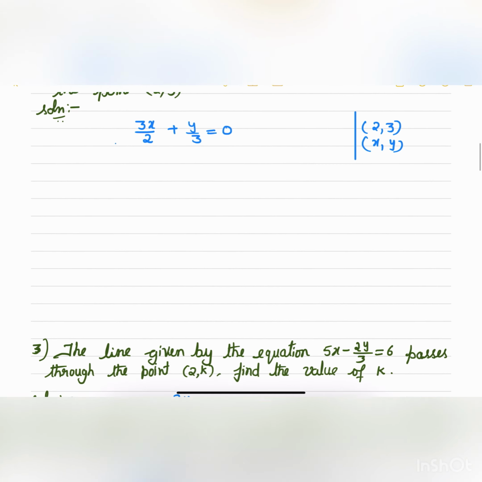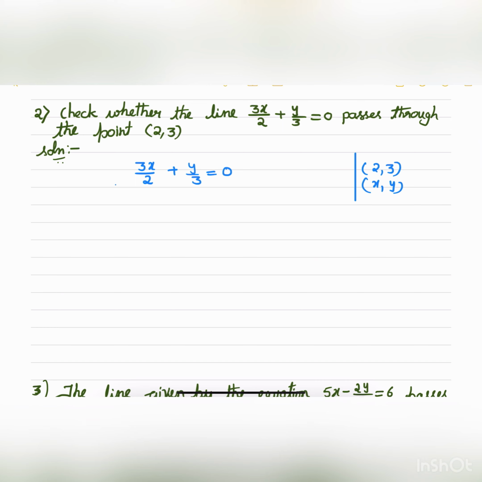Let us take a look at the next question. Check whether the line 3x/2 + y/3 = 0 passes through the point (2, 3). Again in the same way, x is 2 and y is 3 here. Let us substitute them and we will find out whether LHS is equal to RHS or not. We have to verify that.